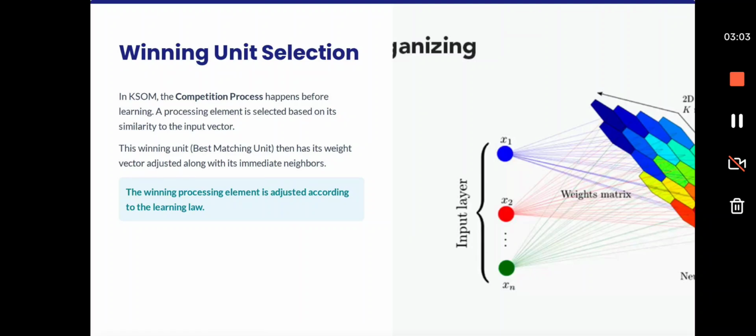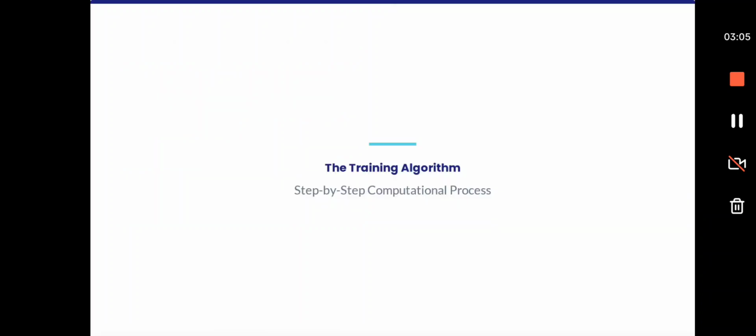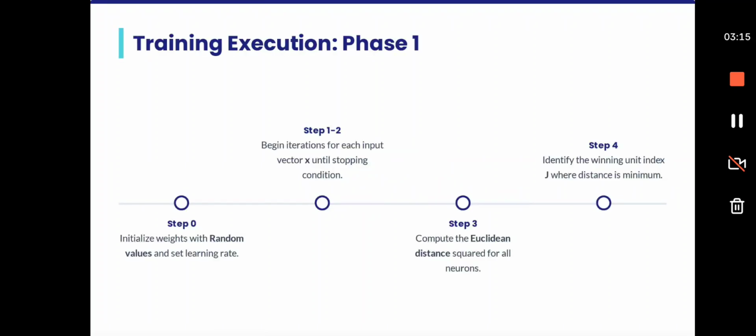Now let us discuss the training algorithm. The training algorithm includes initialization, distance calculation, winner selection, and weight updating. Now let us see the training execution phases. Here, step 0 begins with random initialization of weights and setting the learning rate. Step 1 and step 2 involve iterating through each input vector until the stop condition is reached.